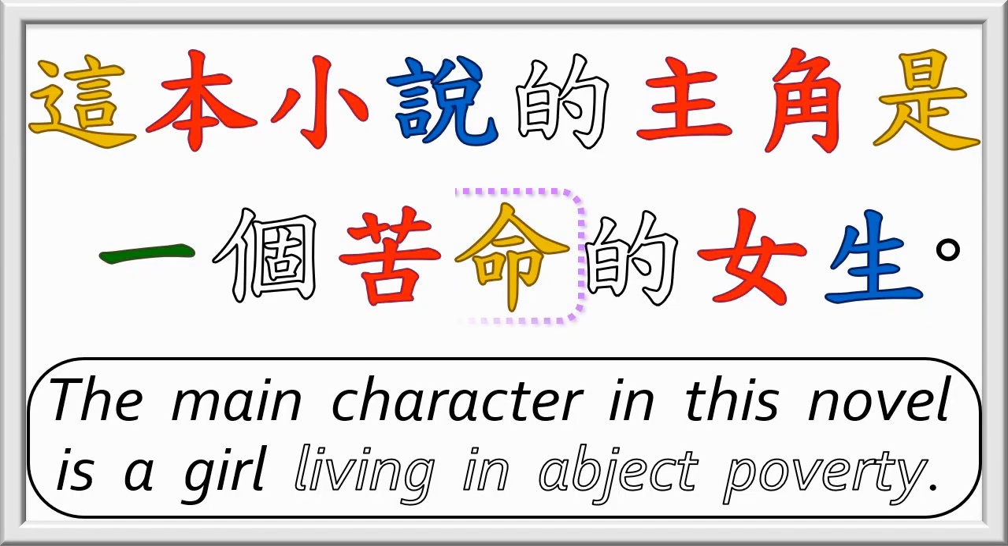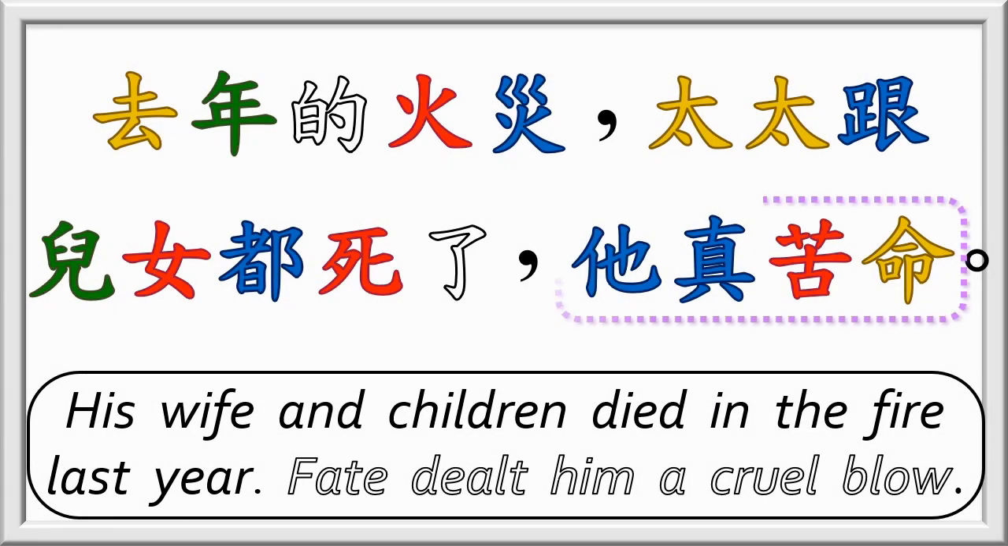When one's lot in life is a difficult or miserable one, the expression 苦命 can be used. 这本小说的主角是一个苦命的女生。The main character in this novel is a girl living in abject poverty. 去年的火灾，太太跟儿女都死了，她真苦命。His wife and children died in the fire last year. Fate dealt him a cruel blow.